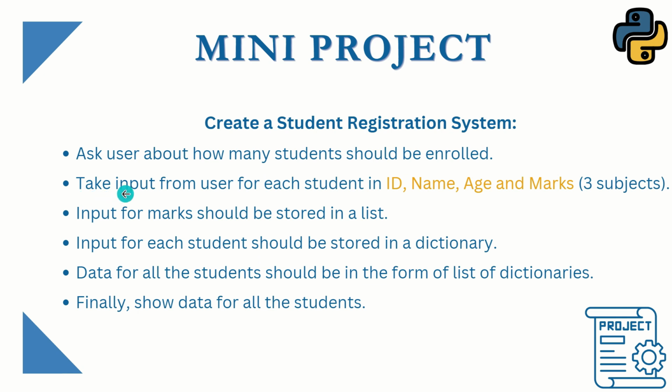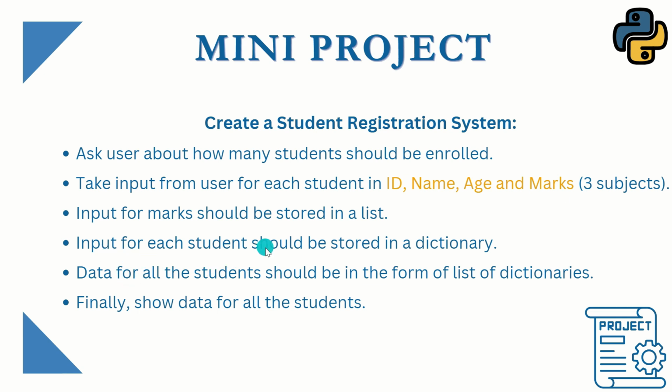Second, what information do we want to receive from the students? So the following information should be entered: student's ID, student's name, student's age, and marks. Marks of 3 subjects. Exactly the same format that we used in the previous video, right? So ID, name, age, and marks. Marks of 3 subjects, and marks should be stored in the form of a list. So ID is probably going to be a string, name is going to be a string, age is an integer, and marks are going to be a list.